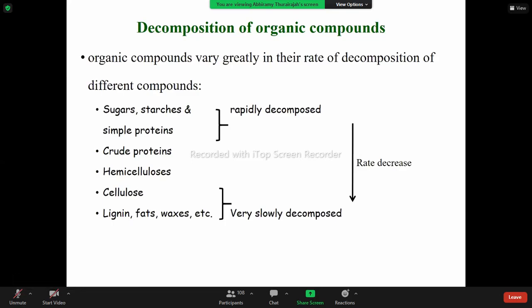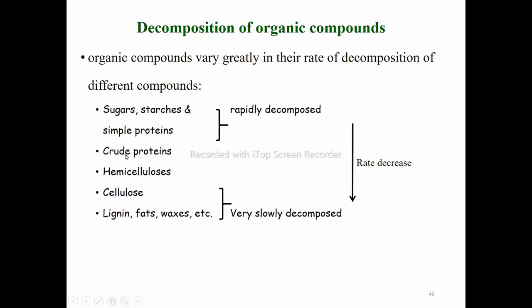So here you can see these are the simple compounds present in the animal as well as the plant tissue. Sugars, as you said, starches, simple protein, crude protein, hemicellulose, cellulose, lignin, fats, waxes, etc. These compounds are present in the organic materials, right? So there is a difference between the organic material and the organic matter, right? These are the compounds present in the soil organic materials. Based on these compounds, the decomposition rate may differ.